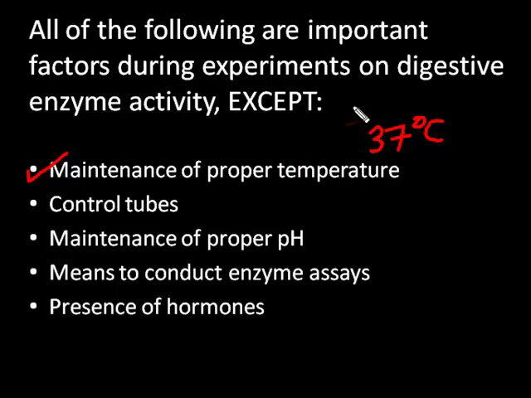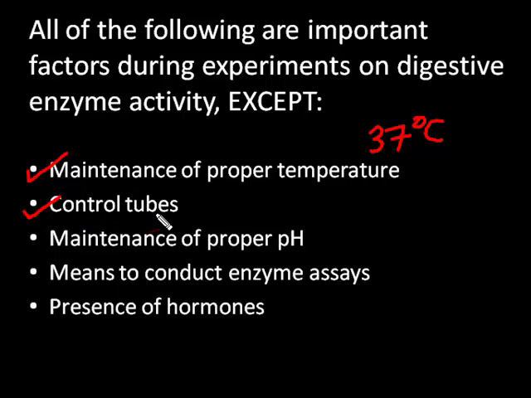Or if the temperature is too high, for example if you boil the substance, then enzymes get denatured. So they can't act then too. So maintenance of proper temperature is very important. The second one is control tubes.